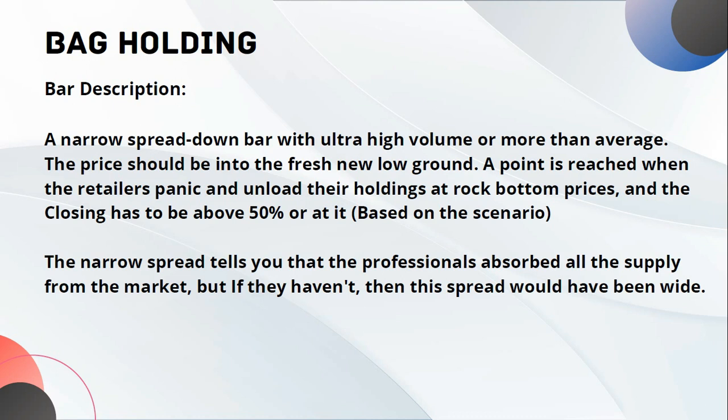Let's understand what happens in bag holding with the help of a diagram. Let's assume the market is in a downtrend right now, and suddenly there is negative news in the markets. Let's say there are thousands of investors out there. They might have invested in Nifty 50, Nifty 100, it doesn't matter. It's an Indian stock, it could be an American stock, it could be anything.